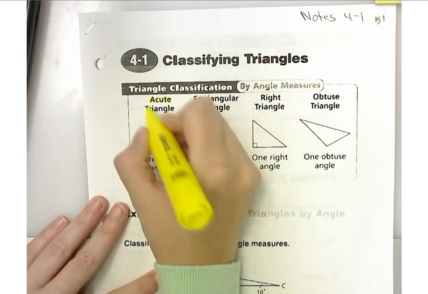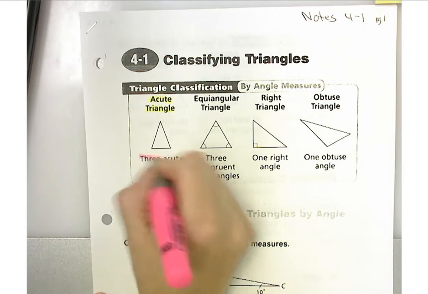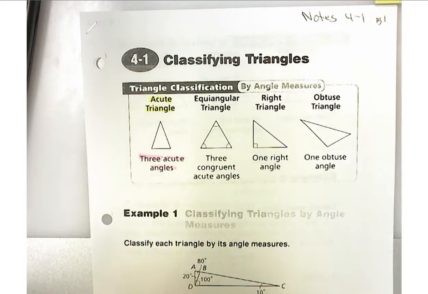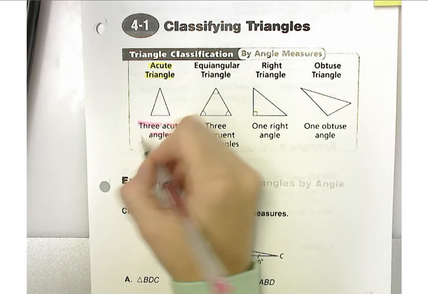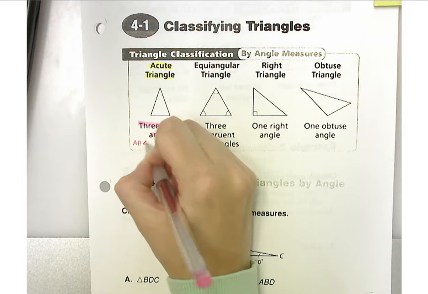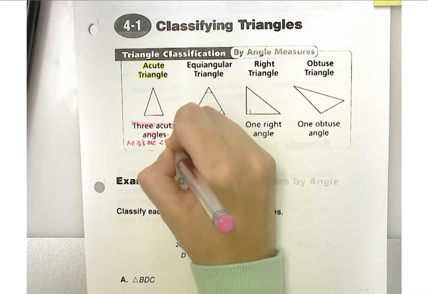Okay, and how many of them are we going to have? 3. Okay, so in an acute triangle, there are 3 acute angles. And like Ziggy said, if they're acute, we know that all of their angles are going to be less than 90 degrees. Okay, so all angles are less than 90 degrees.